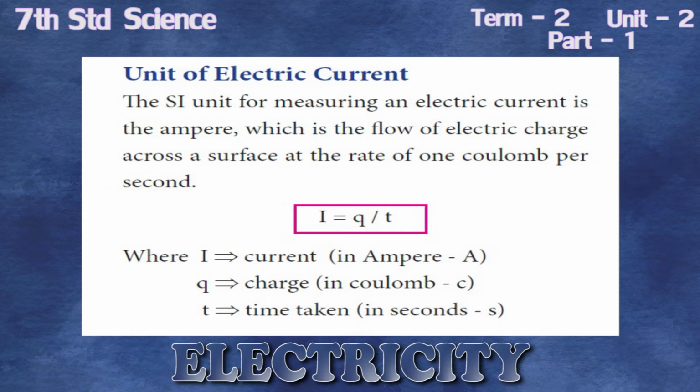That is, 1 coulomb of electric charge flowing per second means the electric current is measured as I is equal to Q by T, in ampere. Q is the electric charge divided by time, that is T. The unit of time here is second, and the unit of electric charge here is coulomb.